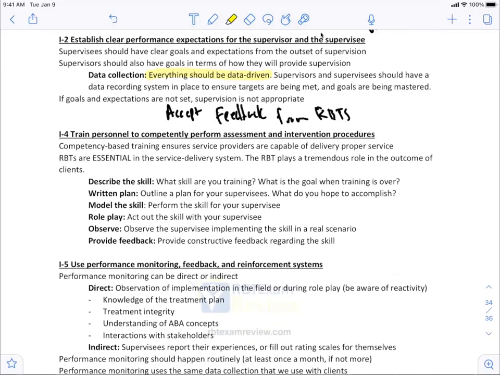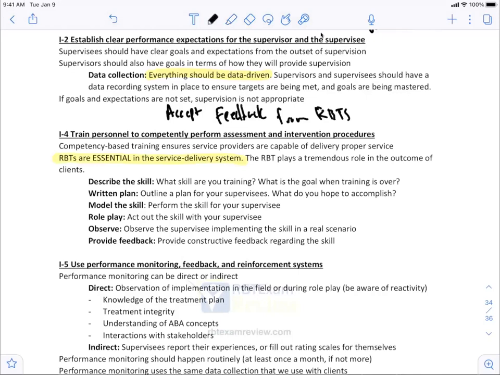I4, train personnel to competently perform assessment and intervention procedures. It is your job as the behavior analyst to train, okay? Competency-based training ensures service providers are capable of delivering proper service. RBTs are essential in the service delivery system. Never forget this, okay? It can be easy sometimes to get frustrated, to get annoyed, to get aggravated. Always remember how important our RBTs are for outcomes, okay? This is why we need to train them to the best of our ability.